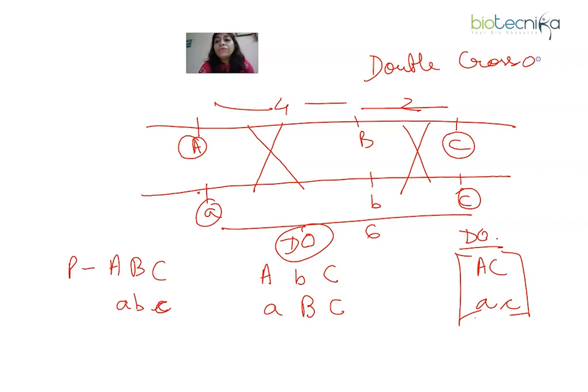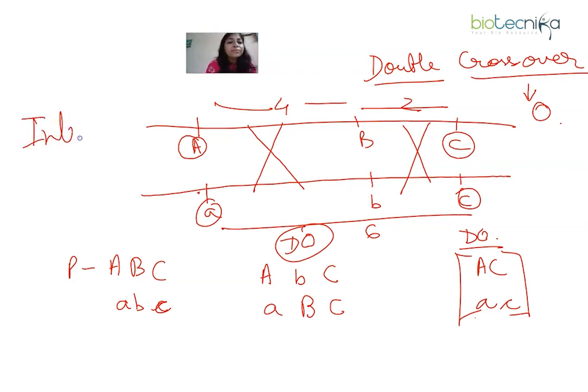Okay, so if we want to follow this additive nature, what do we have to do? We have to make this double crossover 0. That means no double crossover should happen. Right? Now, what is the phenomenon that decides whether double crossover is happening or not? That phenomenon is called interference.